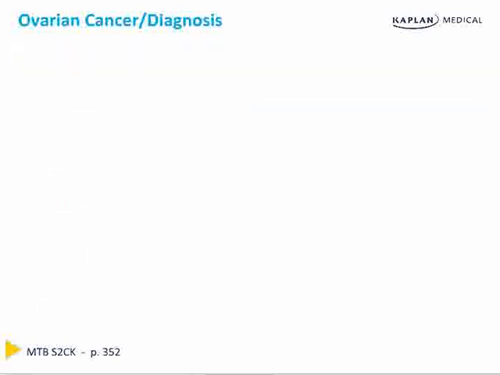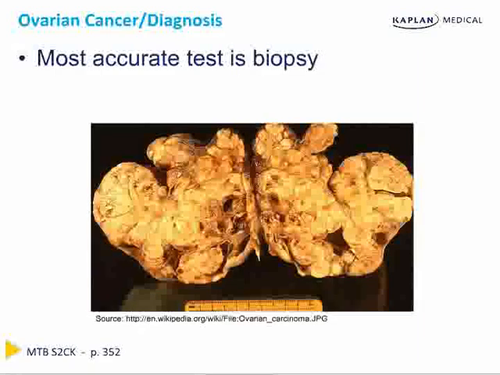Like with all cancers, the most accurate diagnostic test for ovarian cancer is a biopsy. This gives you a piece of tissue to look at under the microscope and not only confirm that cancer is present, but to make the diagnosis of what type of ovarian cancer the patient has. The vast majority of ovarian cancers are adenocarcinomas, and these arise from the lining of the ovary itself, but there are more rare forms of ovarian cancer that include the germ cell tumors.